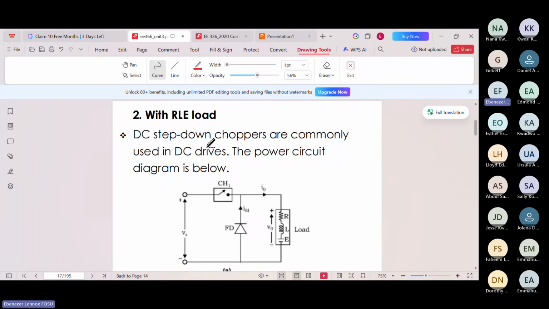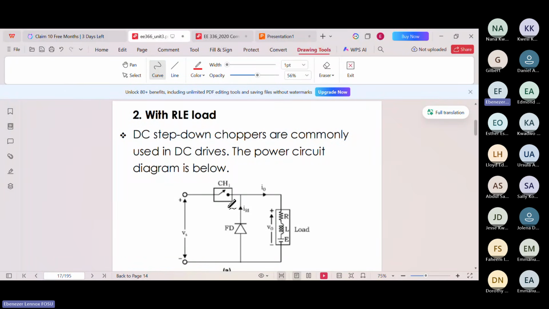So this is step down with an RLE load. This RLE load can represent a DC motor, right? Because a DC motor has resistance, there is self-inductance, and there is back EMF. So the E here can represent back EMF. So you can just have this as a motor circuit that you are trying to control. But let's focus on the analysis.